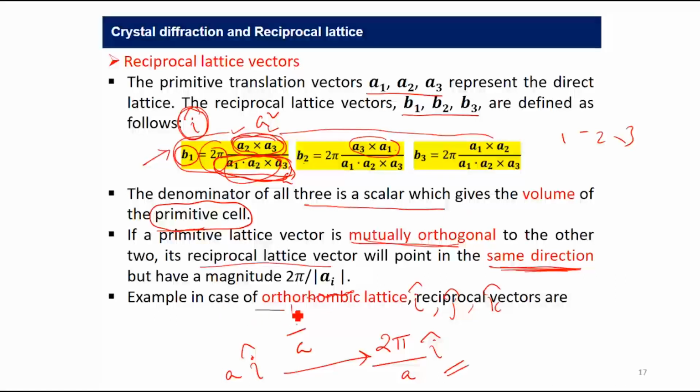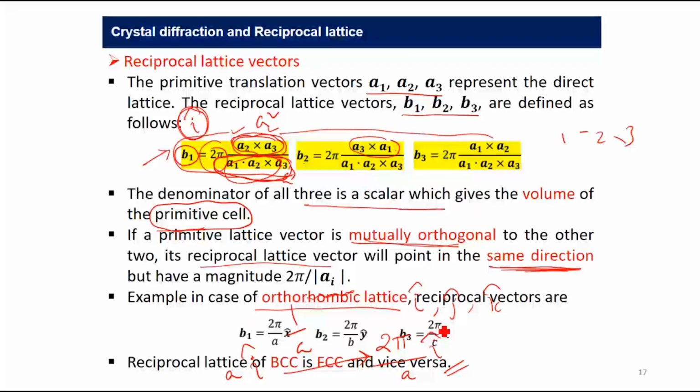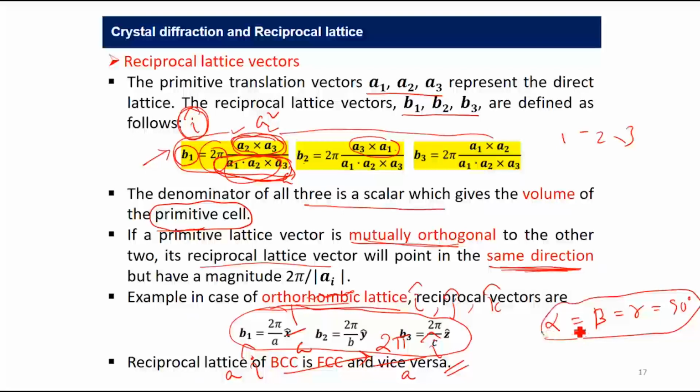Example: in case of an orthorhombic lattice, the reciprocal vectors are 2 pi by a x cap, 2 pi by b y cap, 2 pi by c z cap. Why is this possible in orthorhombic? Because in orthorhombic we know that alpha is equal to beta is equal to gamma is equal to 90 degrees. That means the three lattice vectors are mutually orthogonal. That is the reason why we can do this.